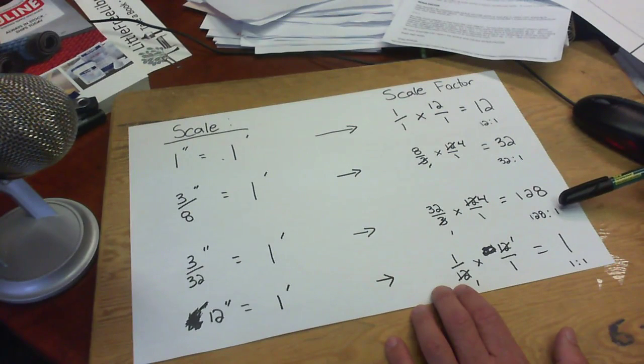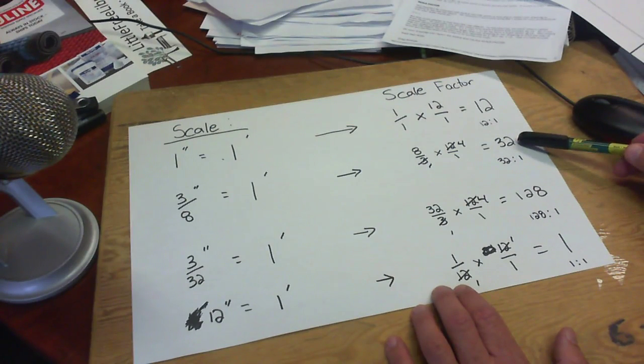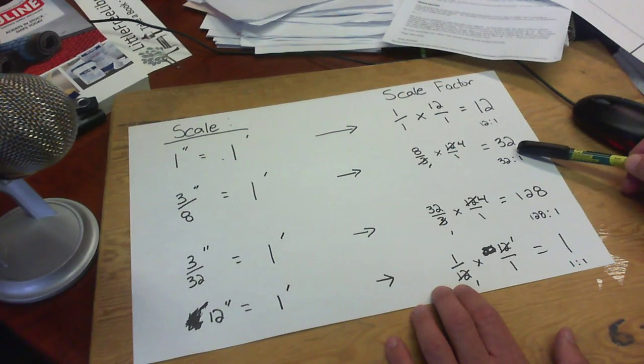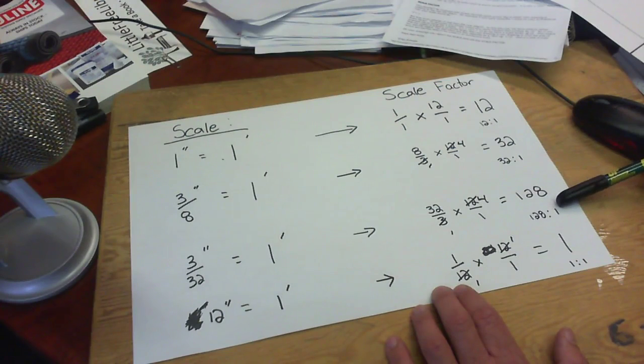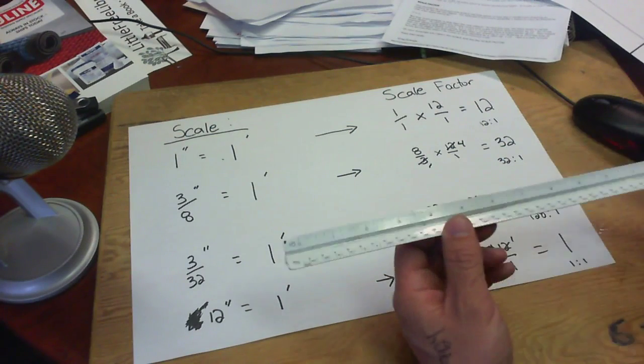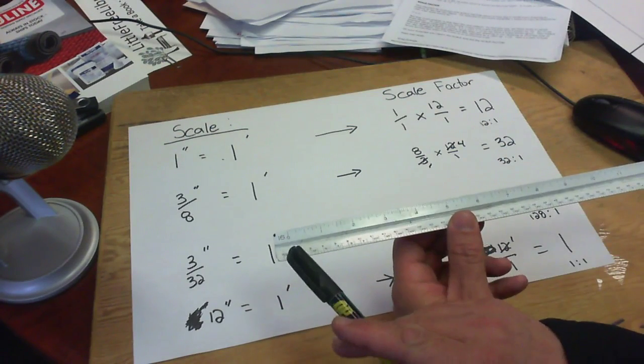Okay, so if I go back to my scale factor of 32, I might be drawing a toy, or a drawing of a car, or I'm doing a scale model of a car. 128, I might be doing a large building or something like that. And of course I wouldn't be able to get a huge building on a small sheet of paper unless I did a scale drawing.